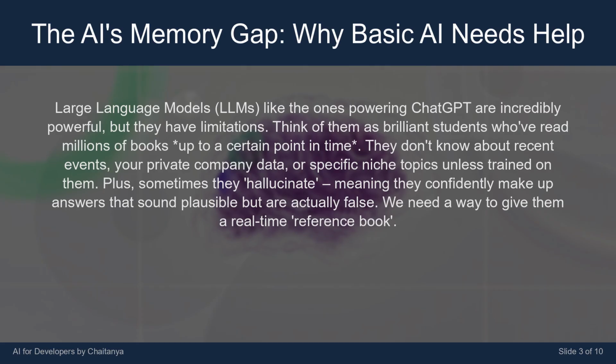Large language models, LLMs, like the ones powering ChatGPT, are incredibly powerful, but they have limitations. Think of them as brilliant students who've read millions of books up to a certain point in time. They don't know about recent events, your private company data, or specific niche topics unless trained on them. Plus, sometimes they hallucinate, meaning they confidently make up answers that sound plausible but are actually false. We need a way to give them a real-time reference book.